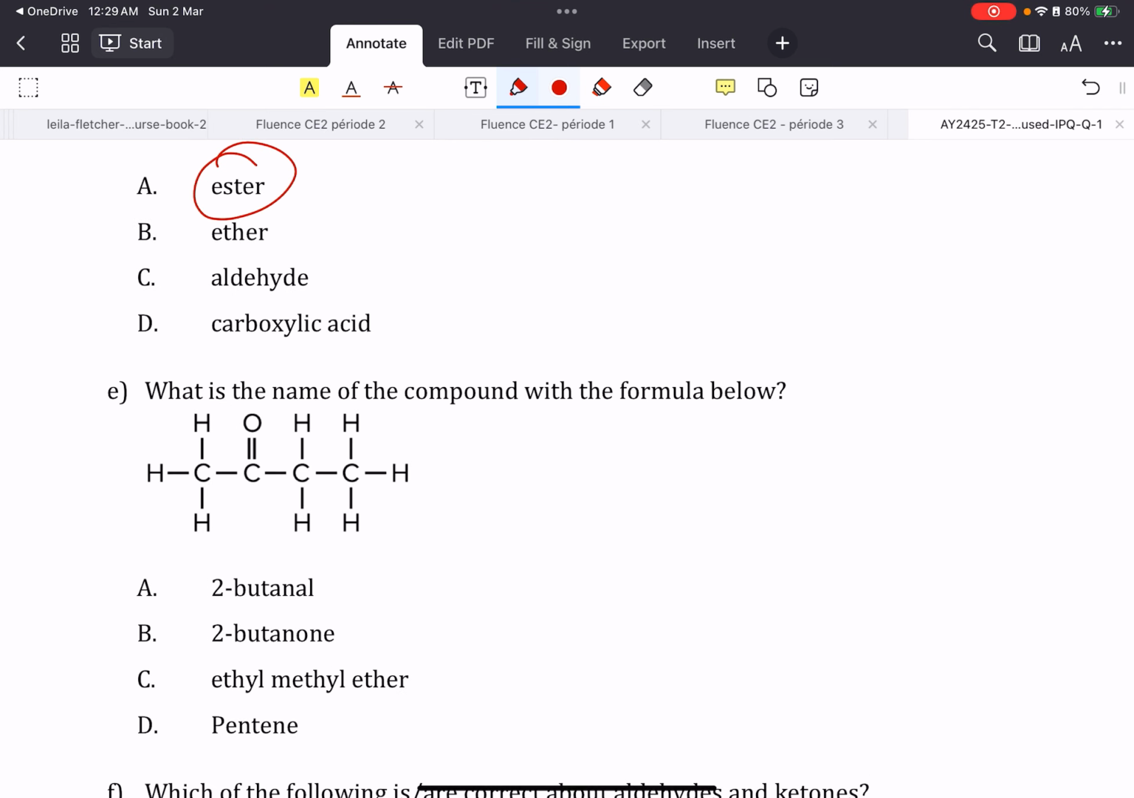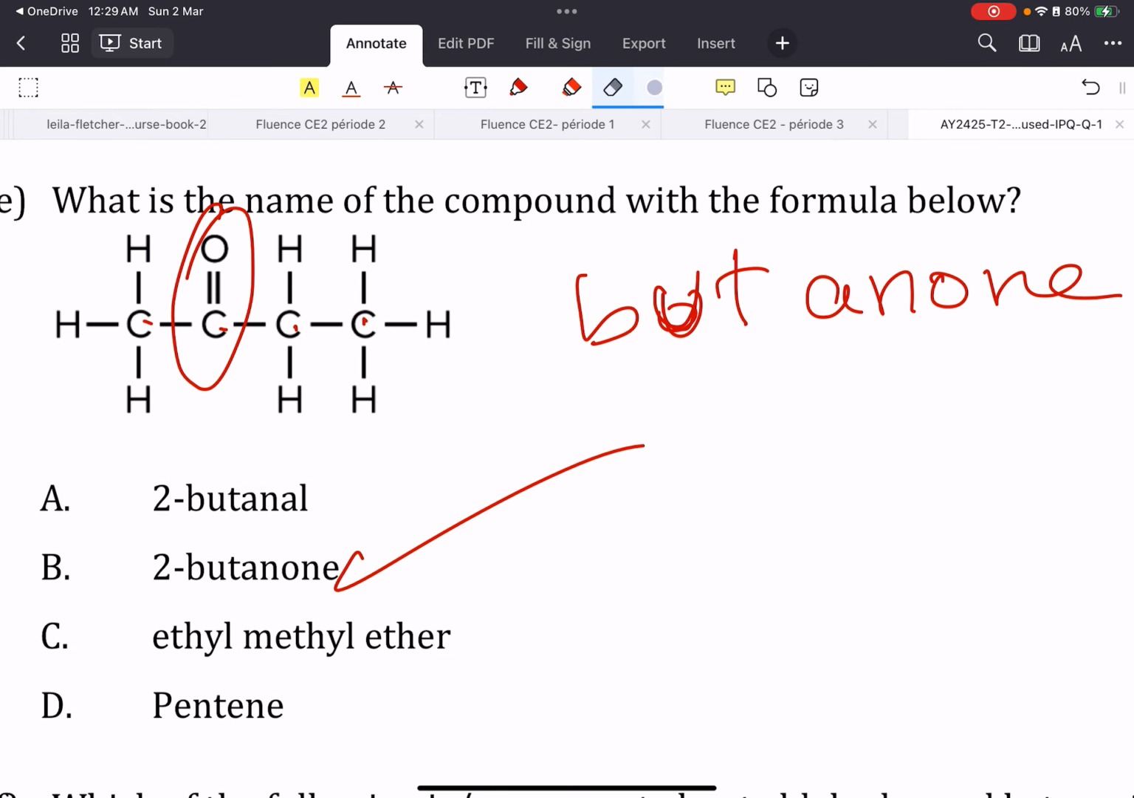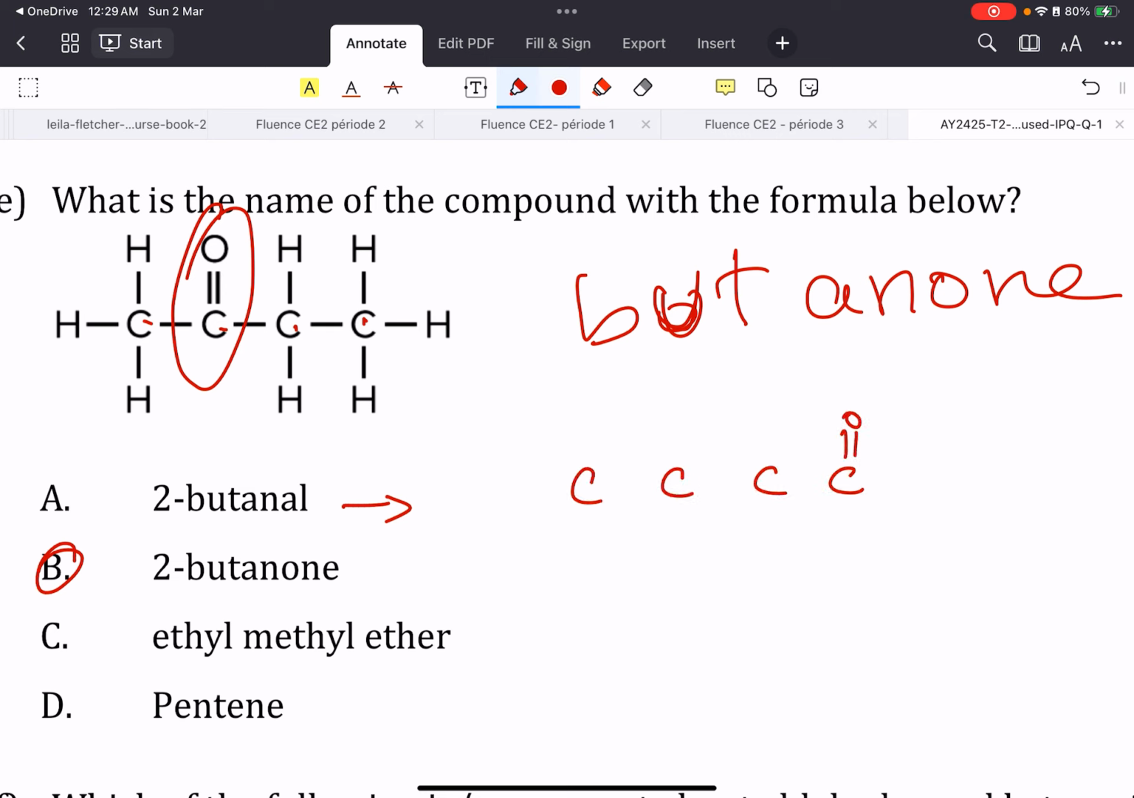What is the name of the compound with the formula below? I have a carbonyl group, that's a ketone. Now here they're giving me an "-one". And 1, 2, 3, 4, that's a butanone, exactly on the second. That's it. Butanol should look like that. Let me draw butanol. So here's the answer. Drawing butanol, 1, 2, 3, 4. That's a butanol.